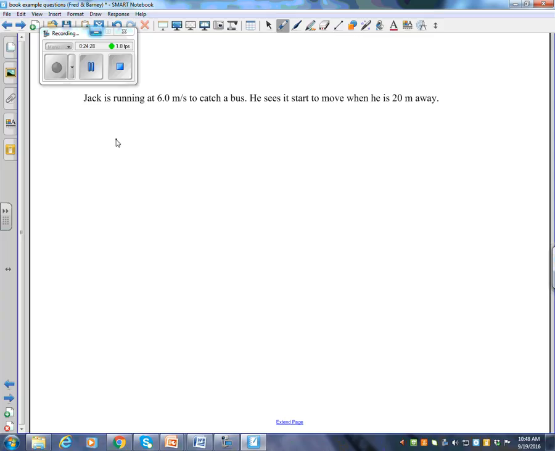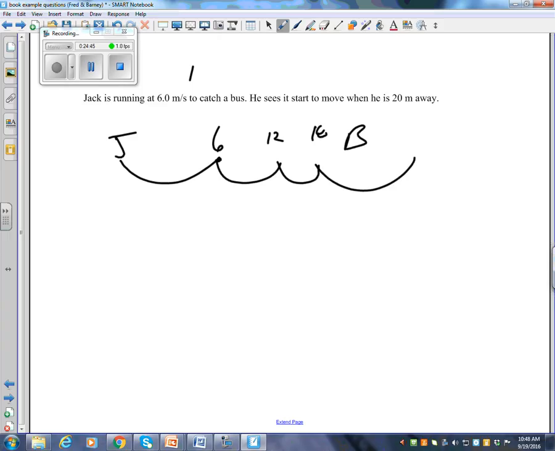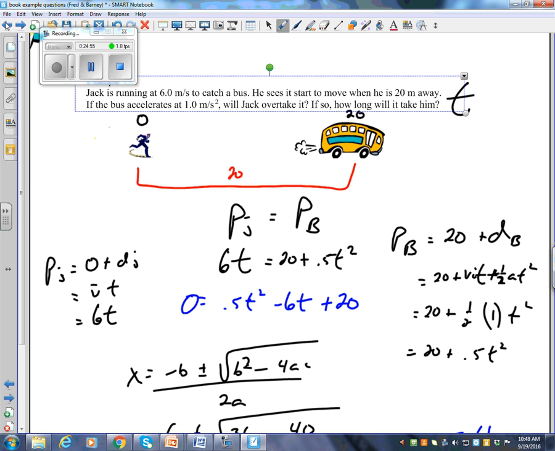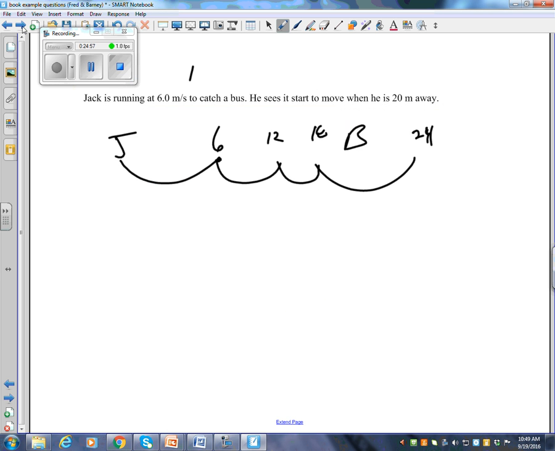Joel said, Jack, bus, 6 meters per second. So that means in 1 second, Jack is at 6. In 2 seconds, he's at position 12. In 3 seconds, he's at position 18. And at 4 seconds, he's at position 24. Is this what you did, Joel? Kind of. He said the bus is accelerating at 1 meter per second squared. This is 1, 2, 3, 4 seconds when he's at 24, right?